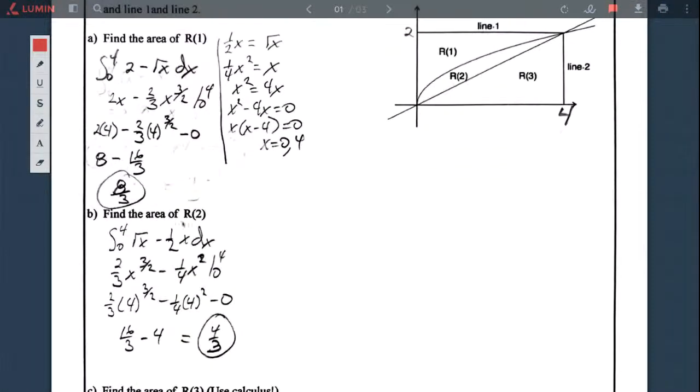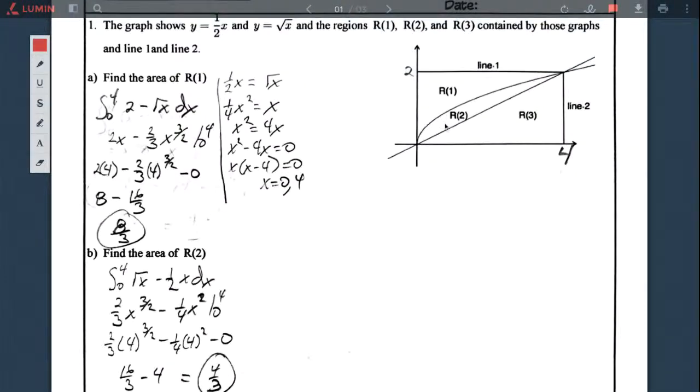Next one, we want the area of R2. R2 is right here in the middle. So I need top minus bottom again. The top is the square root, and the bottom is 1 half x. So that's why I have the square root of x minus 1 half x dx. We're integrating from 0 to 4, which is right here.